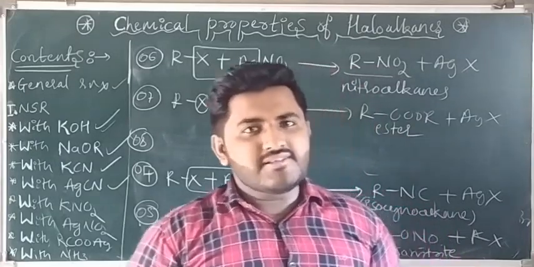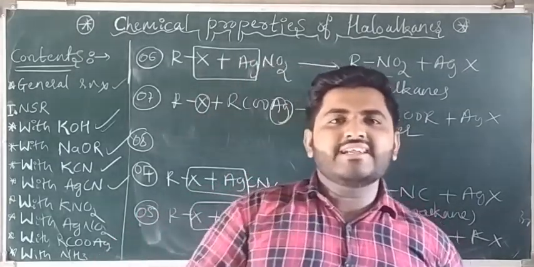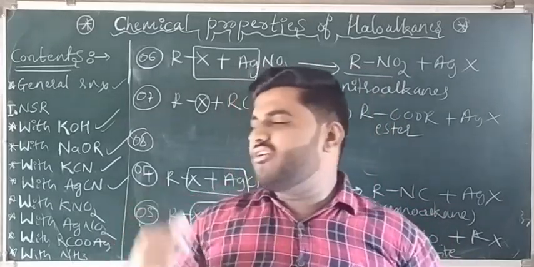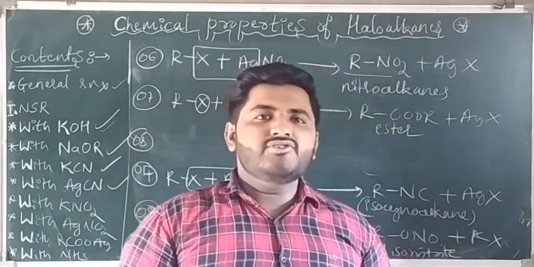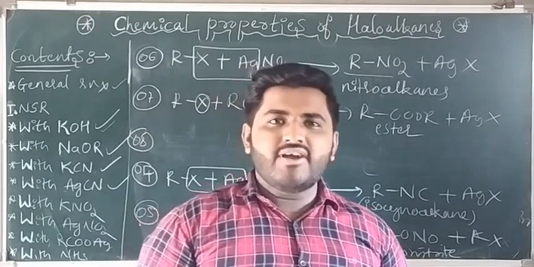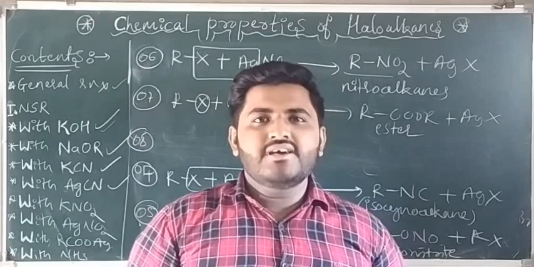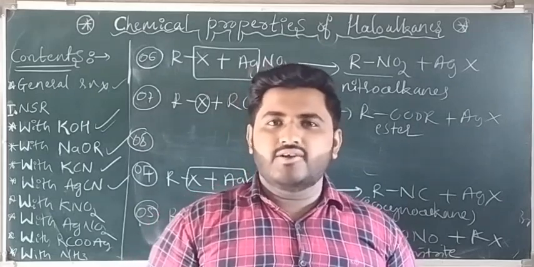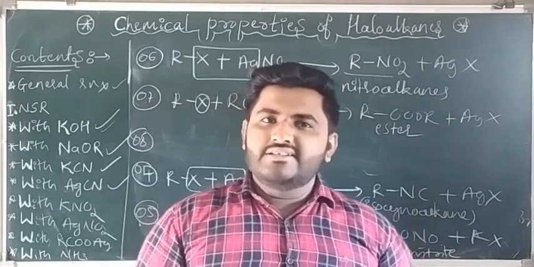In the next coming classes, we are going to discuss the second category of chemical properties of haloalkanes, that involves elimination reactions and some reactions with metals. That includes SN1 reaction, SN2 reaction, and the mechanism of SN1 and SN2. I hope you understood. This is regarding this session.